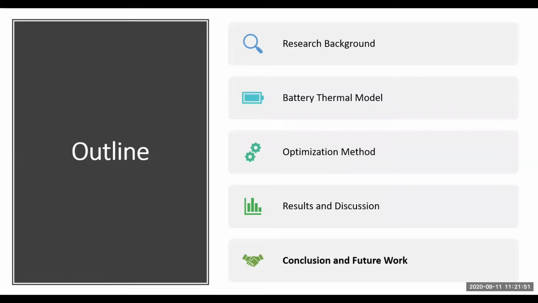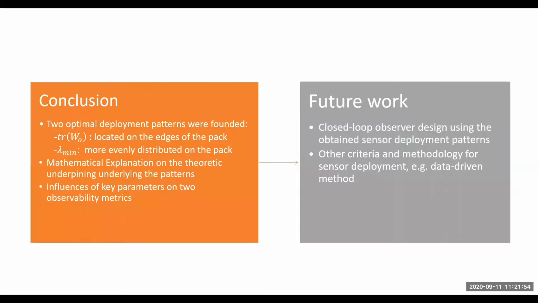Finally, let's look at the conclusion and future work. To sum up, in our work, firstly, we obtained two sensor deployment patterns under two observability metrics. For the trace metric, sensors are located at the corners or edges of the battery pack. For the smallest eigenvalue metric, sensors are more evenly distributed on the battery pack. We also give a mathematical explanation of the theoretical underpinning of the patterns. Finally, we have investigated the influences of critical parameters on the two observability metrics.